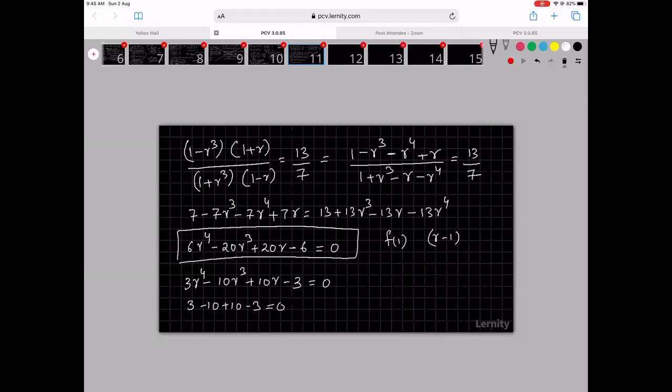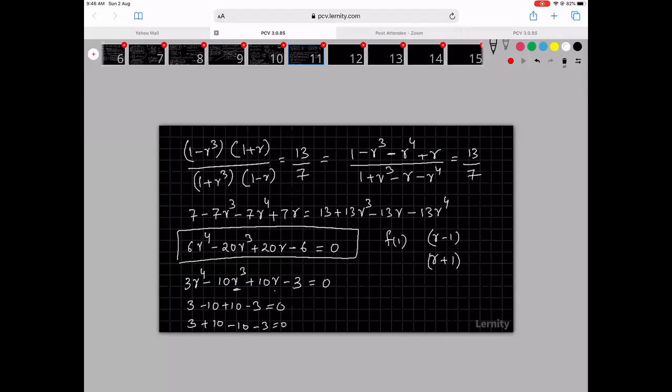Okay. Then let's put minus 1 and see. If you put minus 1, this will become 3. This will become plus 10 because this will become minus 1. This will again become minus 1, so minus 10. This will remain as it is. This is also 0. So r plus 1 is also a factor. So r minus 1 is a factor, r plus 1 is a factor. Now try to find out the other factors.